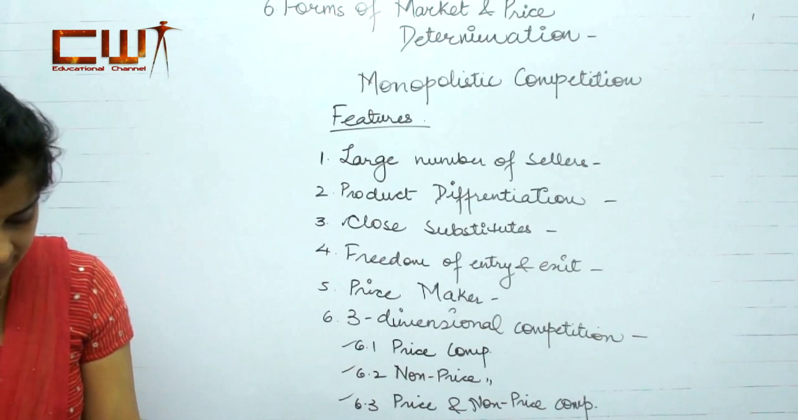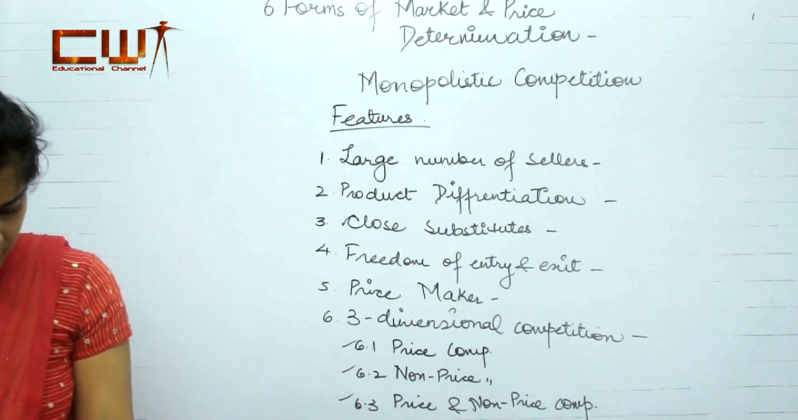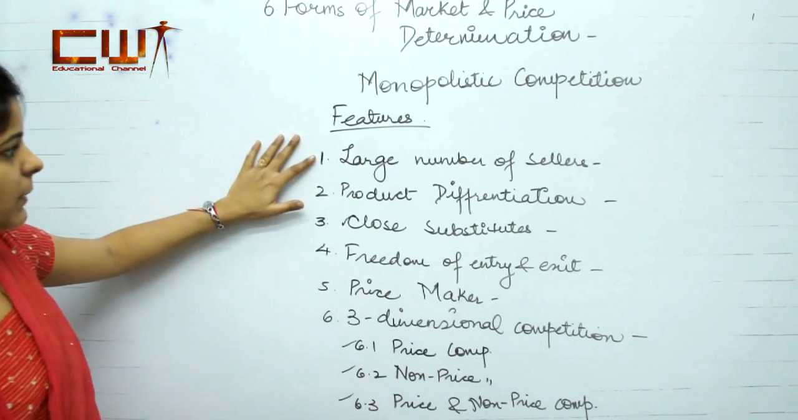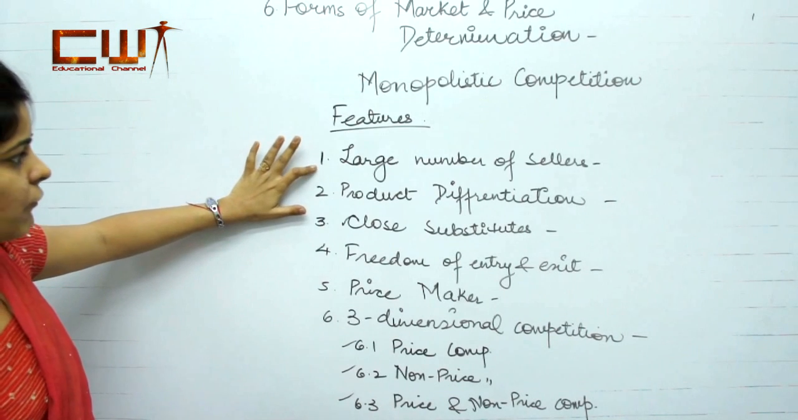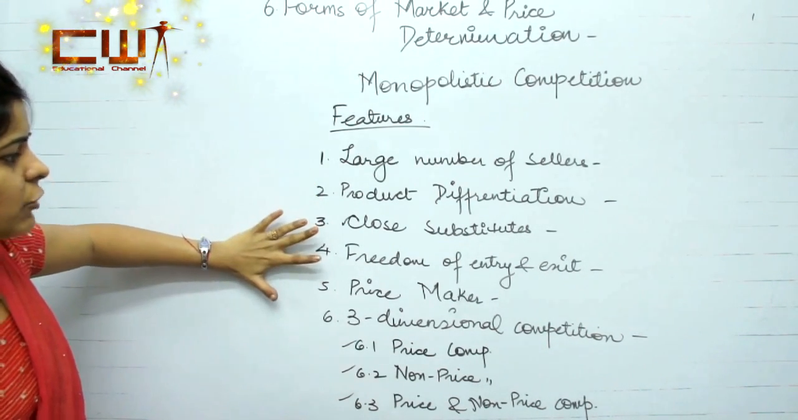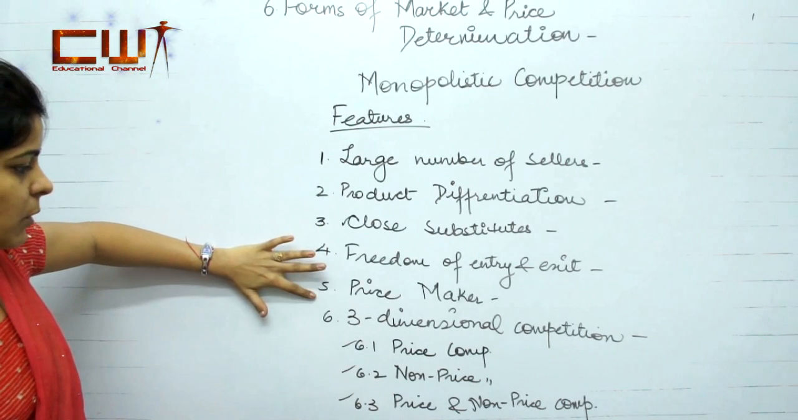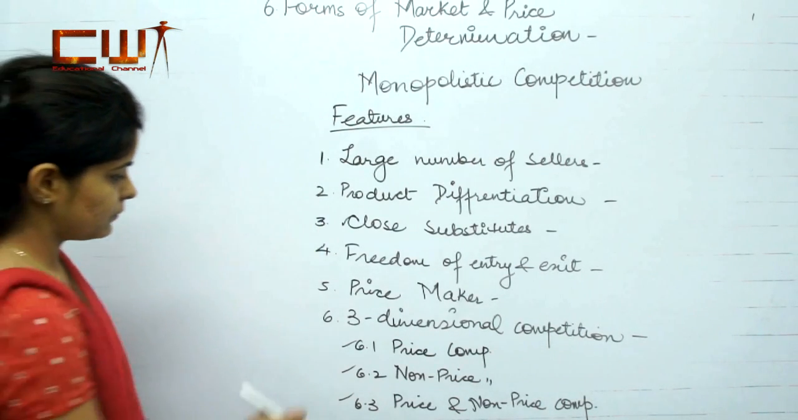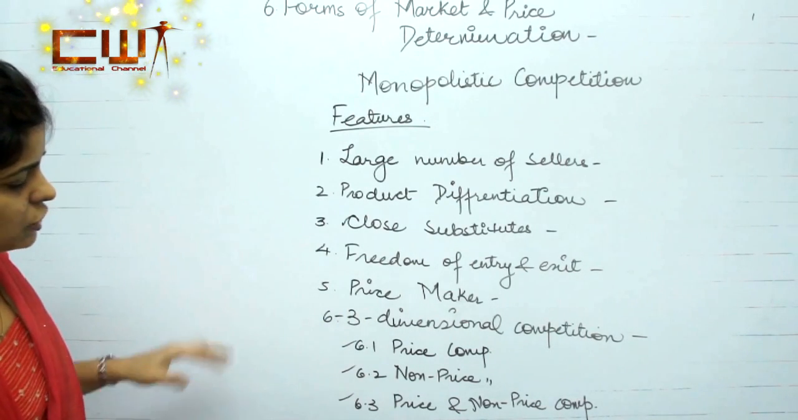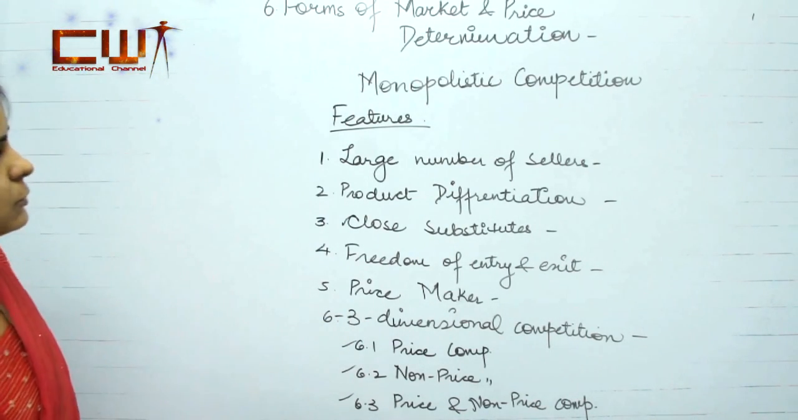Now the next thing is monopolistic competition, the last type of competition, where you have a large number of firms, product differentiation, close substitutes, freedom of entry and exit, and most importantly, three-dimensional competition, and you have the different types of competition.